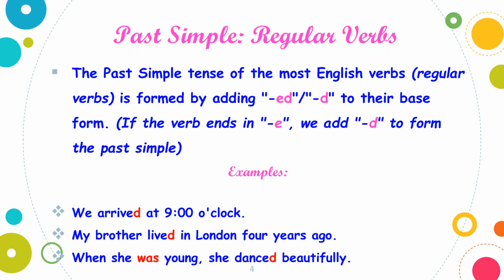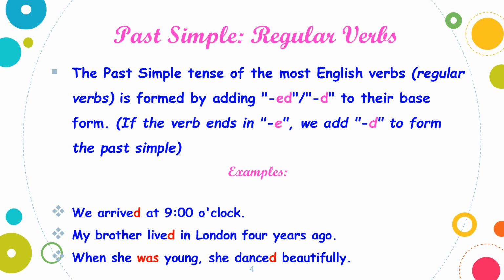In order to create sentences in past simple, we use the regular verbs. The past simple tense of most English verbs, regular verbs, is formed by adding ed or d to their base form. If the verb ends in e, we add d to form the past simple. Examples: we arrived at 9 o'clock.